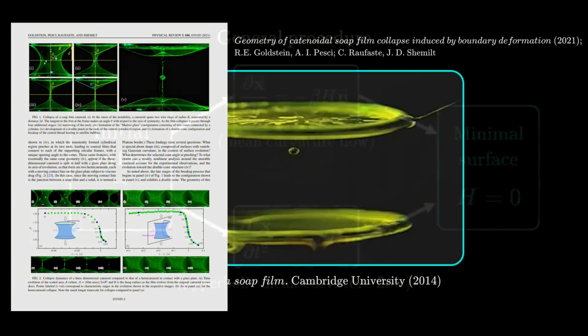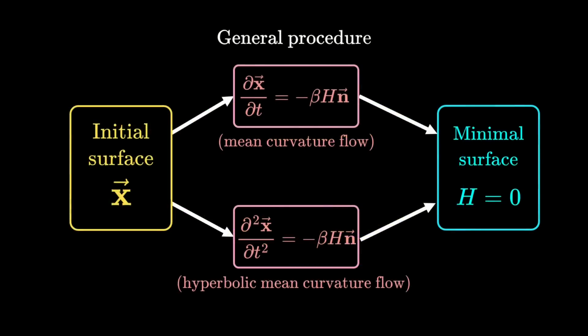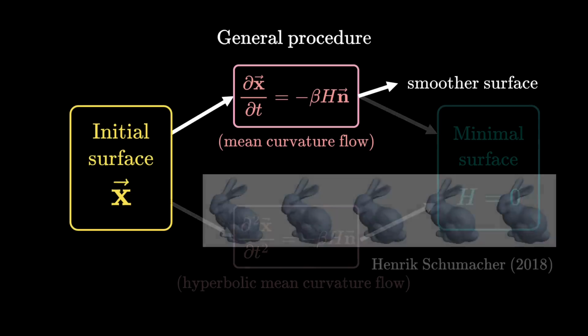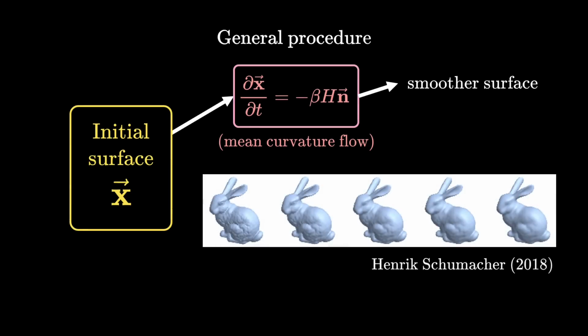Perhaps a bit more surprisingly, this procedure is also useful in computer graphics. If we choose the path of mean curvature flow, but do not go all the way through, the surface will just become smoother. There is a great Stack Exchange answer on how to implement it on Mathematica linked in the description.